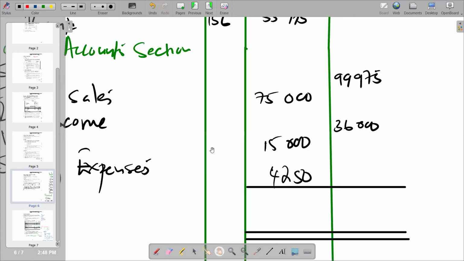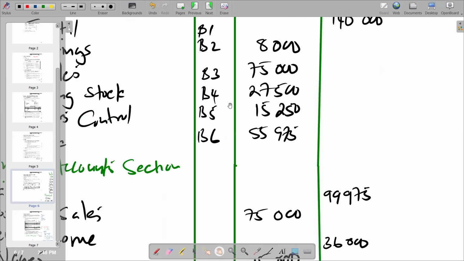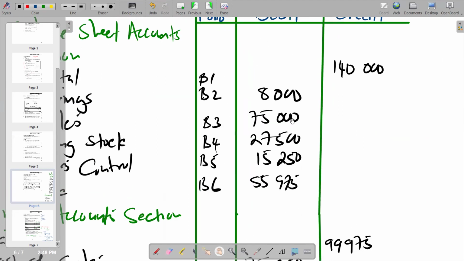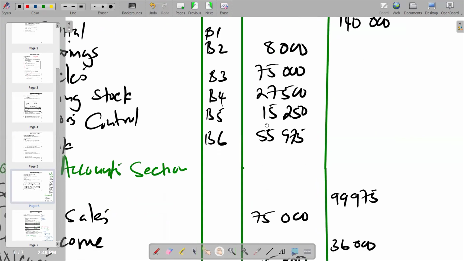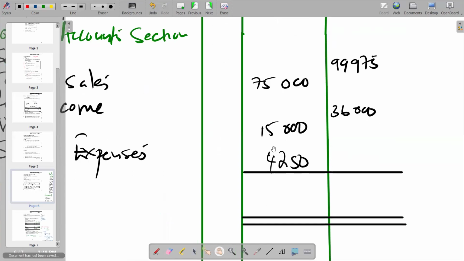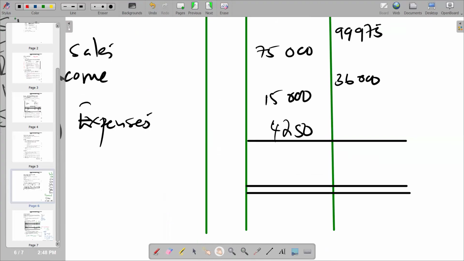And then obviously we need to now add what we have on the debit. So we are adding from 8,000. We are saying 8,000 plus 75,000 plus 27,500 plus 15,250 plus 55,975 plus 75,000 plus 15,000 plus 4,250. Then the total that you get there is supposed to be 275,975.